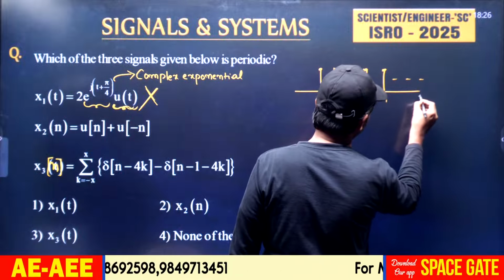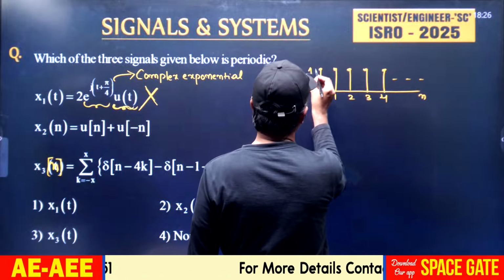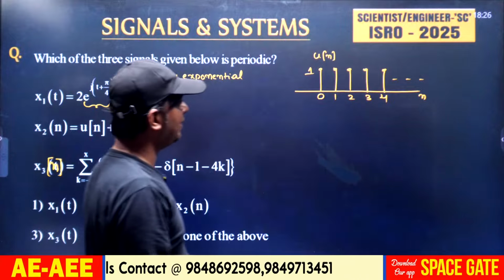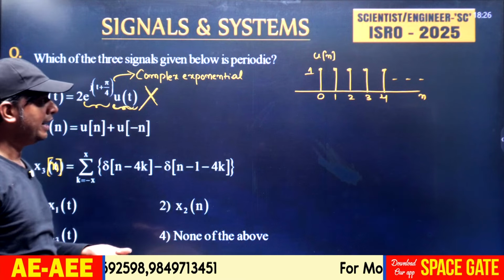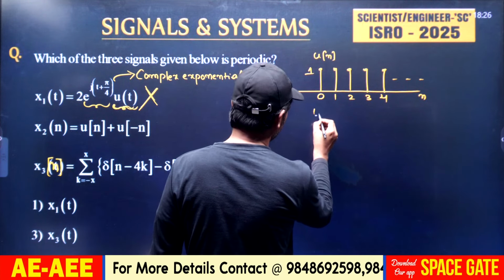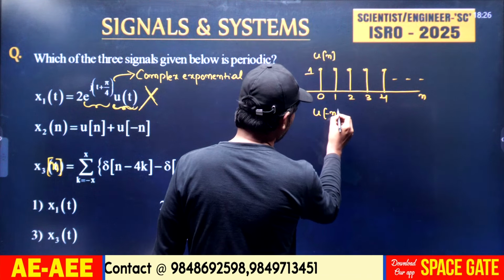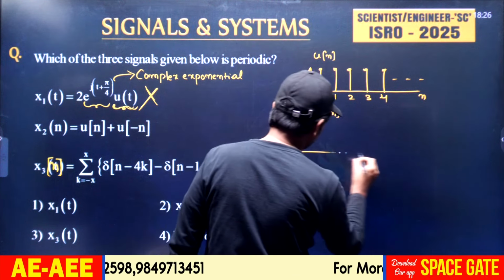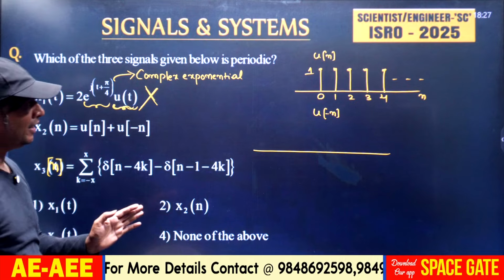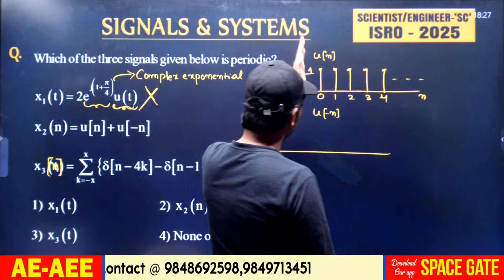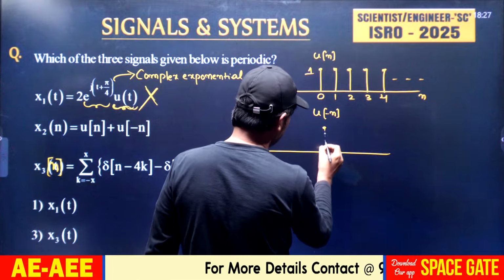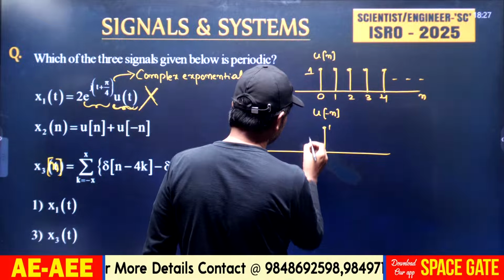Which looks like this, isn't it? This is the discrete time unit step. Its value is 1 for n greater than or equal to 0, and it is 0 for n less than 0. Now to this u of n, you calculate u of minus n. U of minus n is the time reversed version of u of n. Take the mirror image along the vertical axis for this u of n. So this signal will look like this.